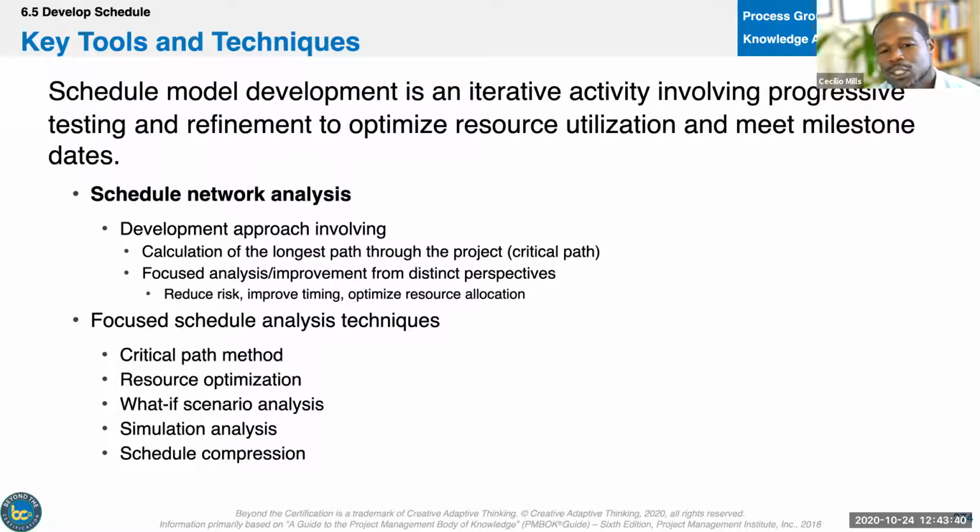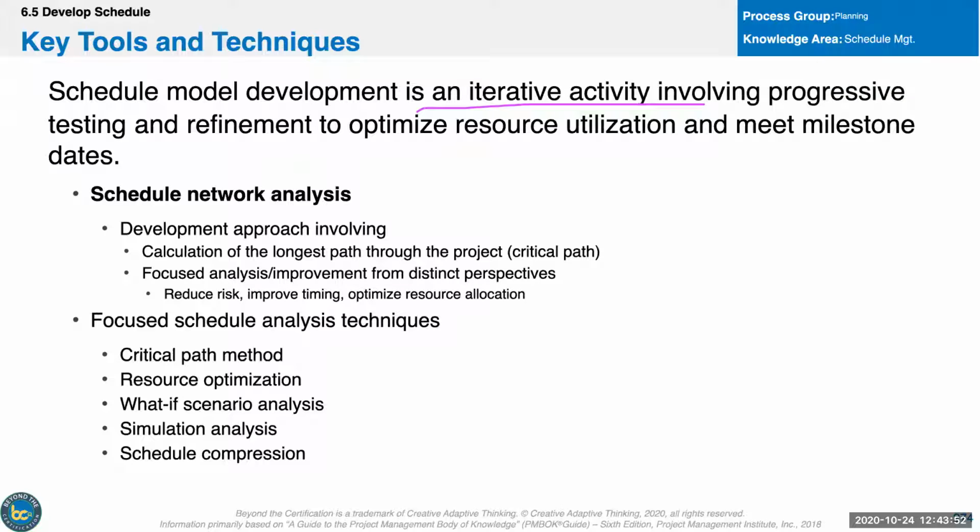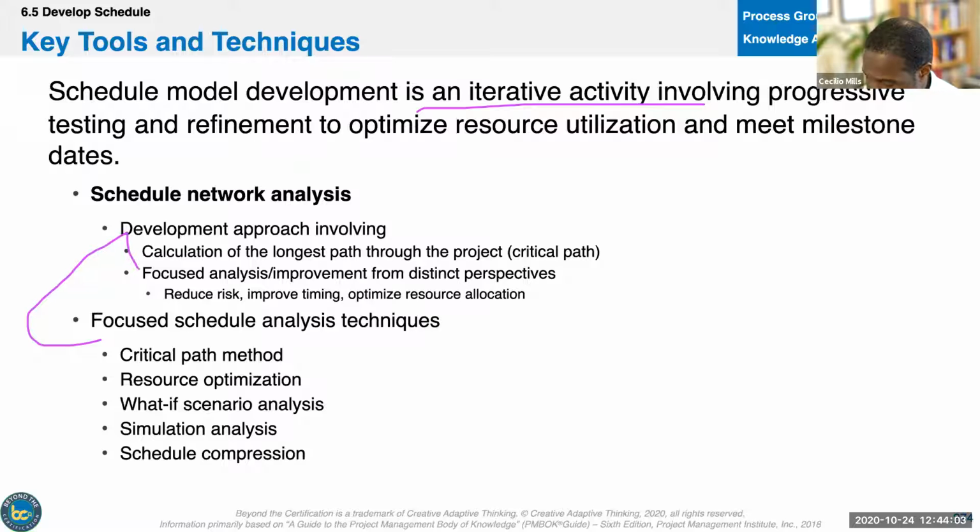Now we look and we see the tools and the techniques. And yes, this is iterative. This is an iterative model, right? You don't usually just develop a schedule in one shot, but usually you have to develop it over time. Okay, so schedule network analysis. We saw this as a tool and a technique, right? So this is where we're going to do critical path, which is one of the methods here. And we're going to do the critical path so that we calculate the longest path throughout the project. And we see that there.